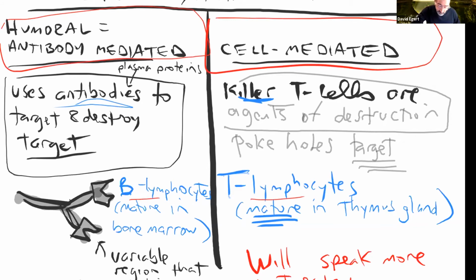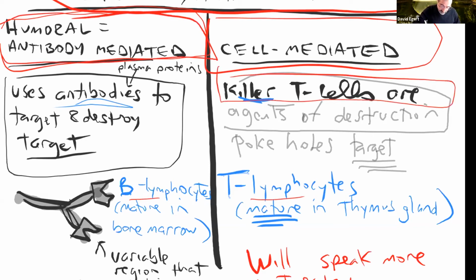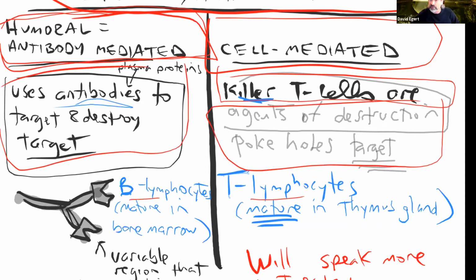For specific immunity, there are two branches. One branch that uses antibodies, one branch that uses these killer T cells. Killer T cells poke holes in their target. Usually it's virus infected cells that are getting taken out. Humoral, on the other hand, is using the antibodies, those little sticky wickets that attach to things and then either gum them up or make the complement cascade happen or something like that.